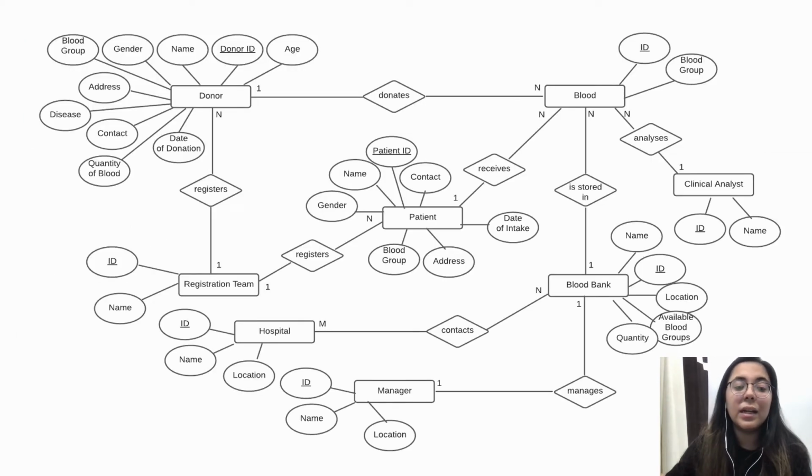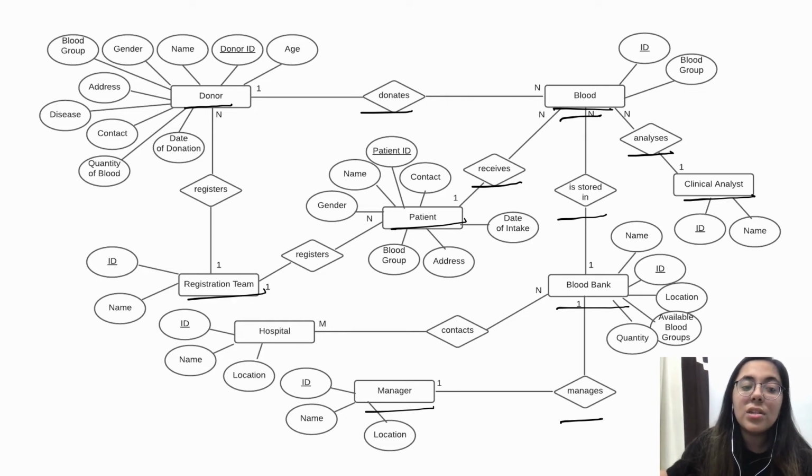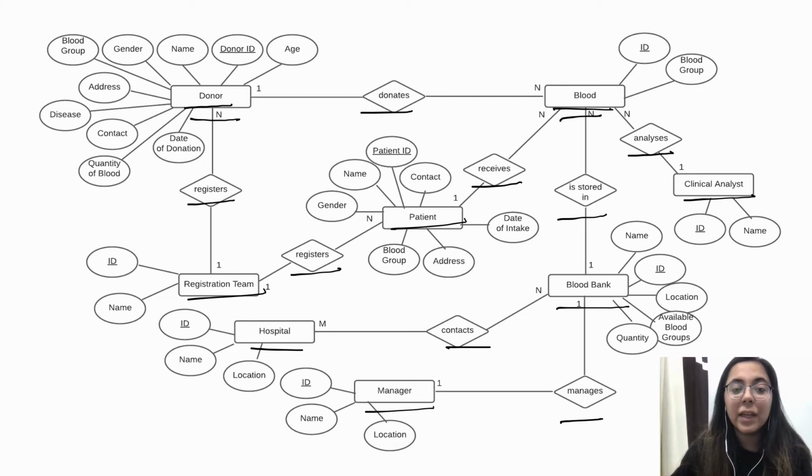So here is an ER diagram which clearly shows that the donor donates blood, blood is stored in the blood bank, the manager manages the blood bank, the clinical analyst analyzes the blood, the patient receives the blood, the registration team registers the donor, the registration team registers the patient, and the blood bank contacts the hospital. So this was our ER diagram and all the attributes of specific entities are mentioned here.